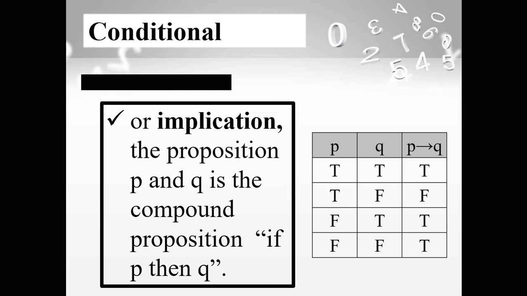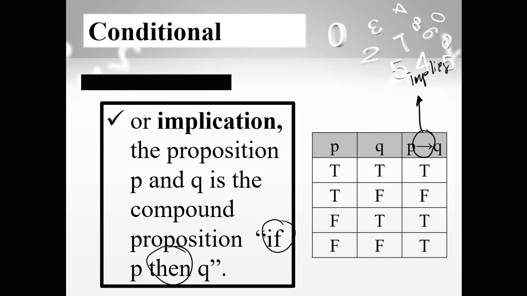Next, we have the fourth type of our main logical connectives, the conditional. This is also known as implication. The conditional of propositions P and Q is the compound proposition if P, then Q. So the logical connectives we use here are if and then. Its symbol is an arrow to the right, which is called implies. Since another term for conditional is implication, we read this as implies.